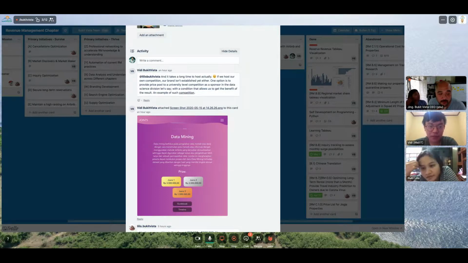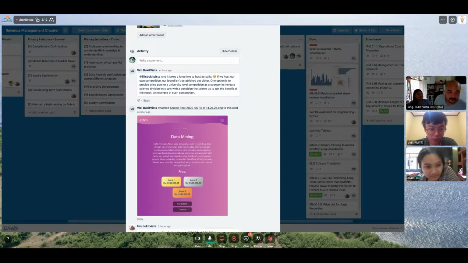Yeah, but I think the main problem here is not the forecasting itself, sir, but the data. The preparation of data. But yeah, it's possible. But then also to add up to Lila's comment, one option is to provide the prize pool to a university level competition. I've attached the link, an image to an example of the prize pool. That's one of the examples of a data mining competition.